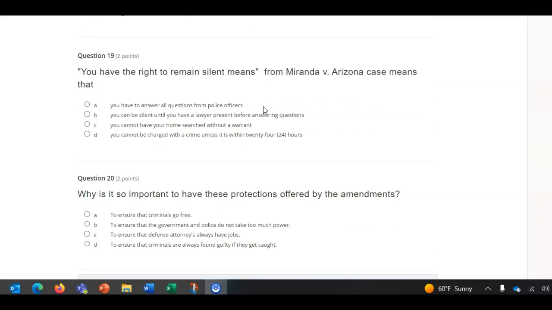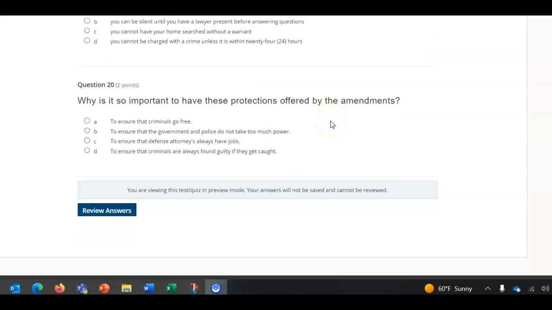Double jeopardy. You have the right to remain silent, from the Miranda versus Arizona case, means that A. You have to answer all questions from police officers. B. You can be silent until you have a lawyer present before answering questions. C. You cannot have your home searched without a warrant. D. You cannot be charged with a crime unless it is within 24 hours.